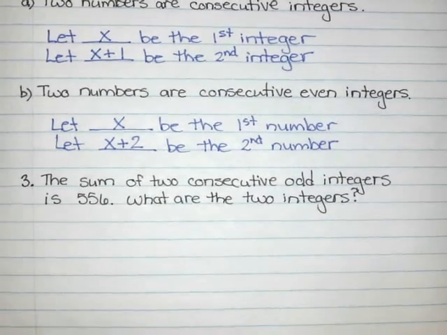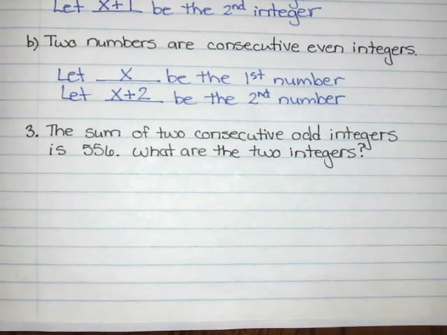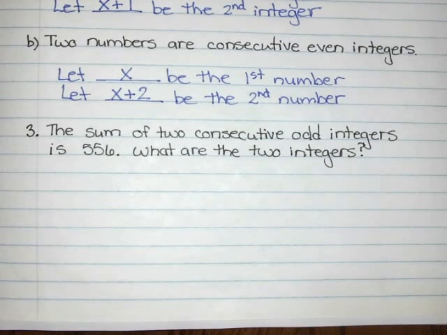So our third question says the sum of 2 consecutive odd integers is 556. What are the 2 integers? So this one is actually a full word problem and not just a comparison sentence. When I read through it, it says the sum of 2 consecutive odd integers is 556.